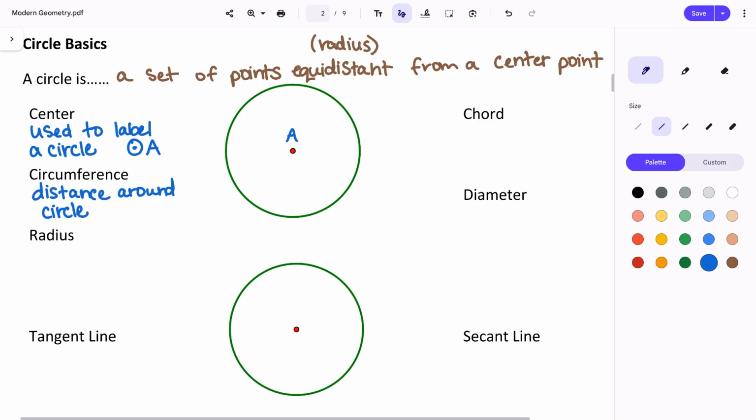So I'm going to say this is a segment from center to the edge. Okay, let's draw in some examples of a radius.